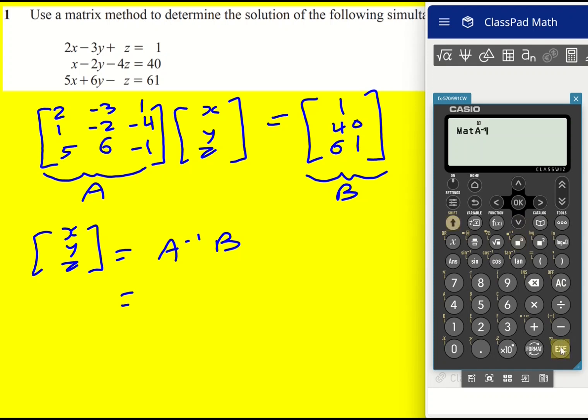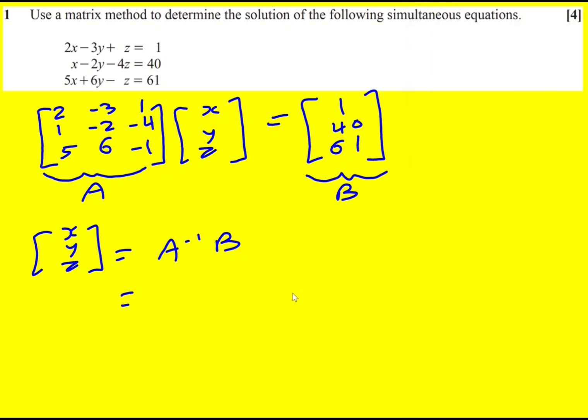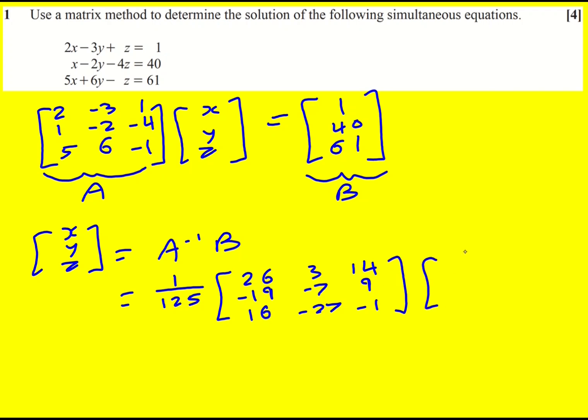I'm just going to write that one down, I think. Here we go. I think it's quite nice to write it down. So when I did it, I took the 1 over 125 out. Then we get 26. This is from what I did earlier. 3, 14, -19, -7, 9, 16, -27, -1. And remember, I'm multiplying that by 1, 40, 61.